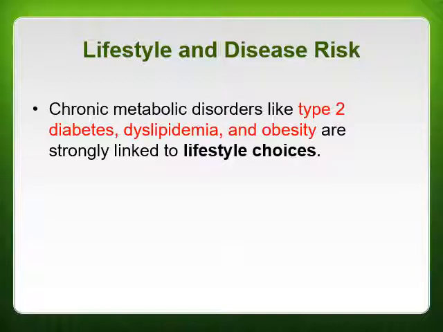All right, so we've talked a lot about what causes these, and we're talking now again about metabolic diseases, and a lot of it has to do with our lifestyle choices and the increased risk that those put us at. Things in this category that we're talking about here: type 2 diabetes, dyslipidemia, and obesity. These are strongly linked to lifestyle choices. Yes, there are exceptions to that, but mostly the reason why we have these issues is because of our poor lifestyle choices.